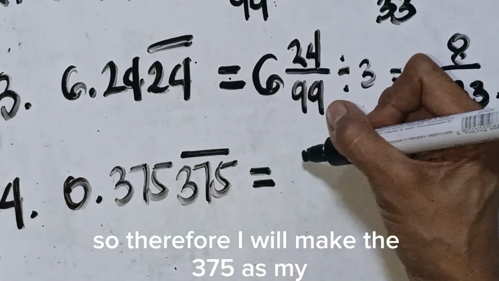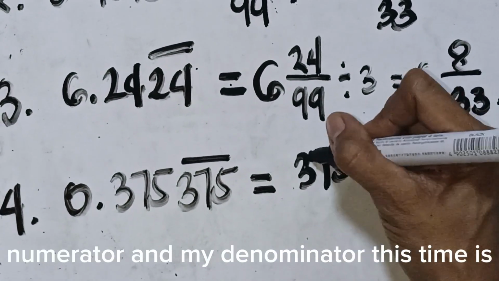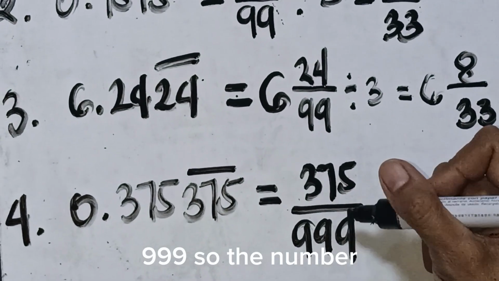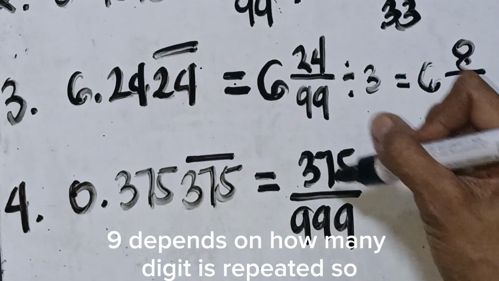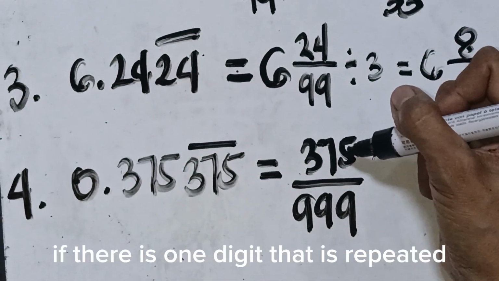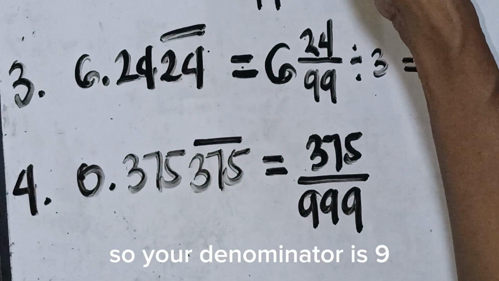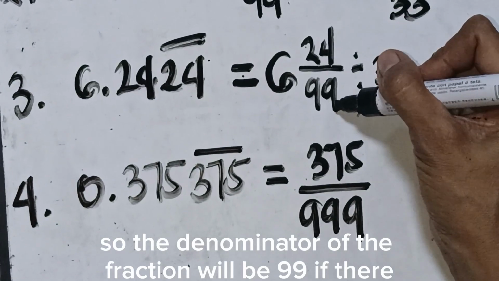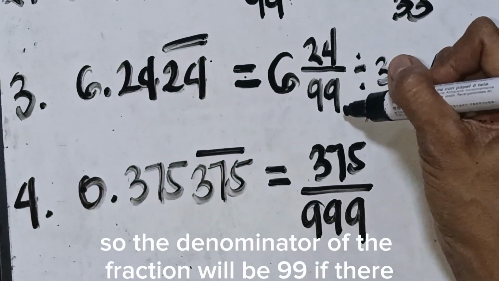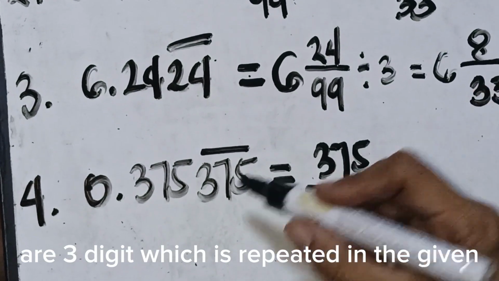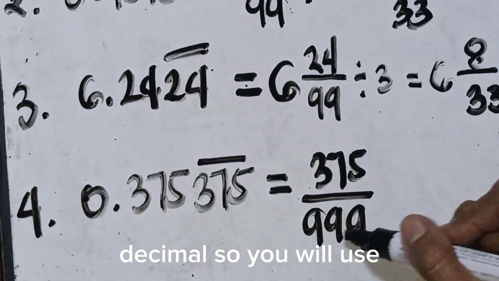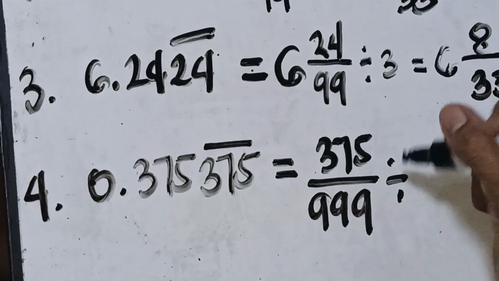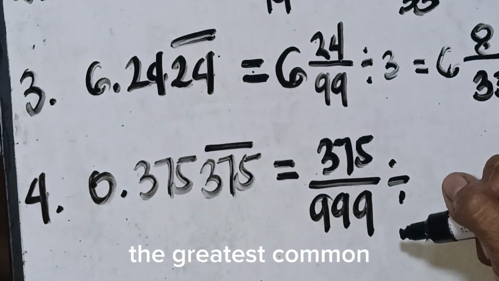For number 4, which is my last example, there are 3 digits that are repeated. Therefore, I will make 375 my numerator, and my denominator this time is 999. So the number of 9s depends on how many digits are repeated. If there is 1 digit that is repeated, your denominator is 9. If there are 2 digits, same with numbers 2 and 3, the denominator of the fraction will be 99. If there are 3 digits repeated in the given decimal, you will use three 9s as your denominator, or 999.